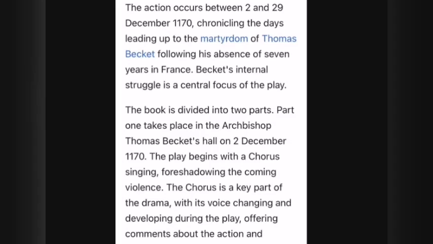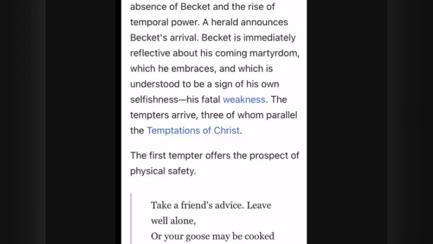I hope you are taking note of this word, foreshadowing. Foreshadowing is different from flashback. Flashback is someone trying to remember an event that happened in the past. Foreshadowing is you talking about something that is going to happen in the future. So the play begins with a chorus singing, foreshadowing the coming violence. Now, the chorus is a key part of the drama, with its voice changing and developing during the play, offering comments about the action and providing a link between the audience and the characters and action, as in Greek drama.